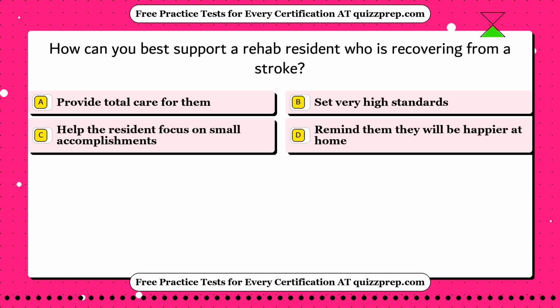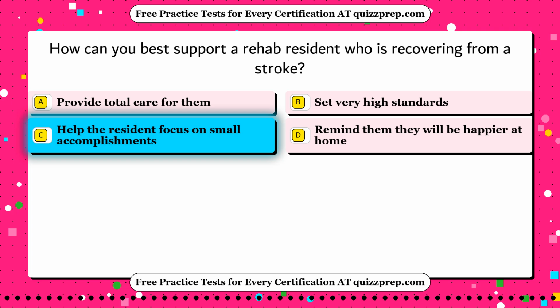Question 153. How can you best support a rehab resident who is recovering from a stroke? Option A, provide total care for them. Option B, set very high standards. Option C, help the resident focus on small accomplishments. Option D, remind them they will be happier at home.